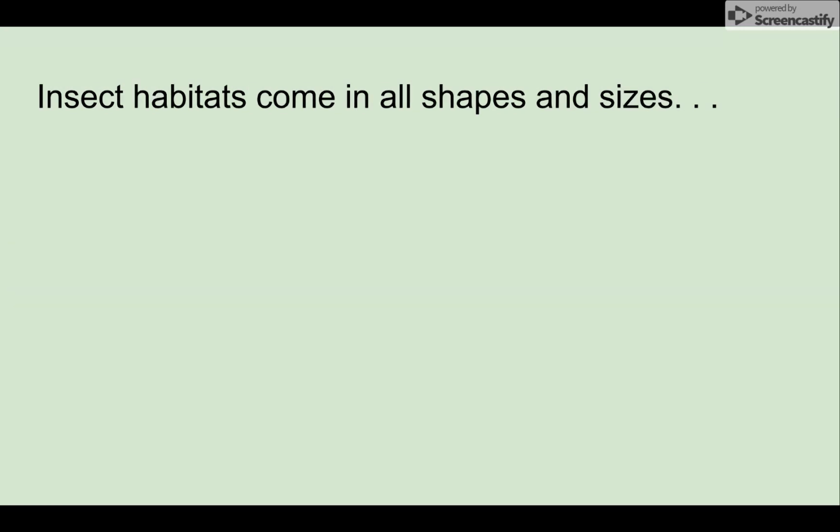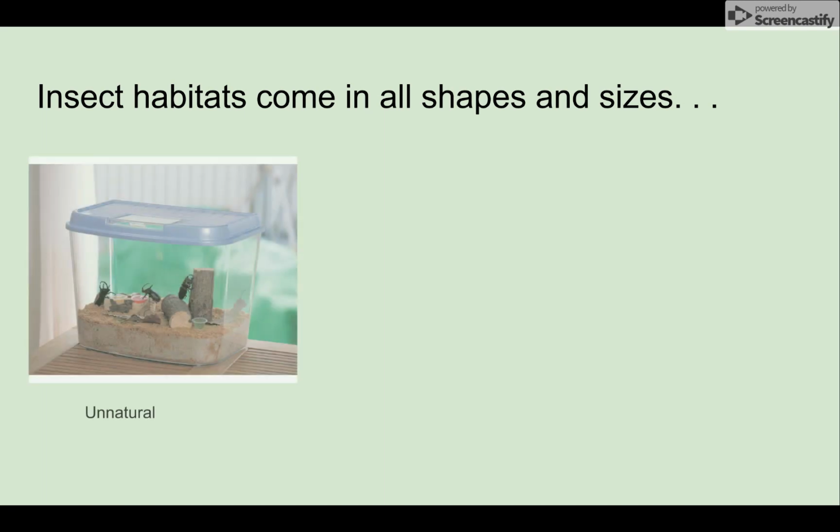So insect habitats come in all shapes and sizes. In our classroom, our insects are living in an unnatural habitat. So we have them in a cage in our classroom, but we still make sure that within that cage they have all the things that they need, right? They have food and water, they have enough space to crawl or fly around, they have each other, and they have shelter.